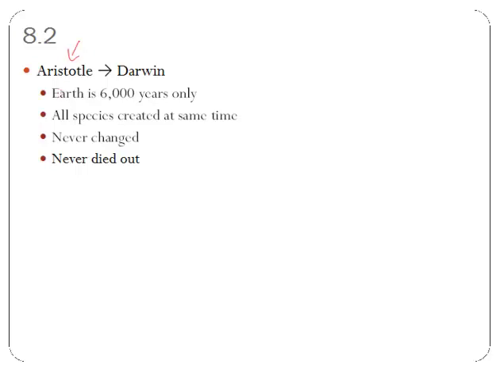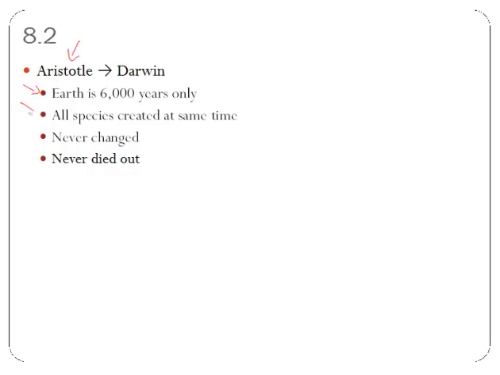Also, in Aristotle's time, up through about the time of Darwin, it was believed that the Earth is only about 6,000 years old. That belief is based on the fact that the oldest written texts that we have are about 6,000 years old. That's when writing was first developed, so that's as far back as we had written history, and that time scale is based on it.